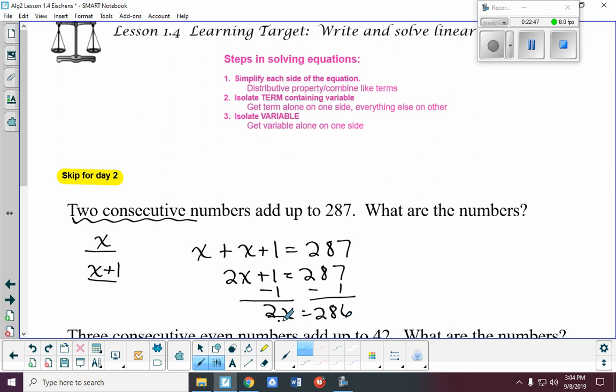And divide by 2. So x equals 143. What are the numbers? Well, x is 143. The next one has to be one more. Now, if you add 143 plus 144, that gives you 287.